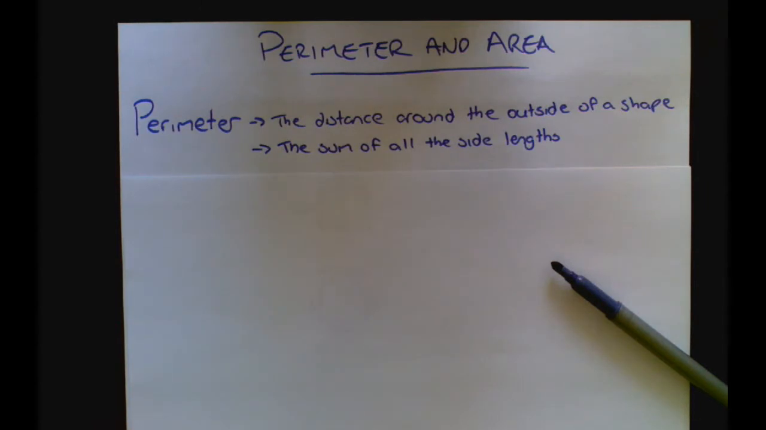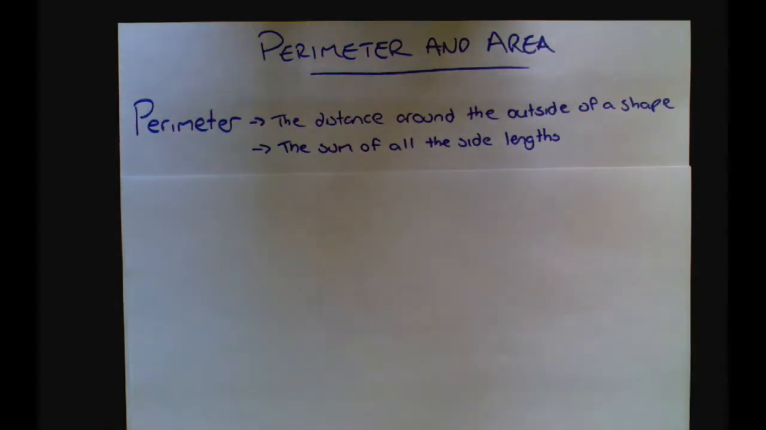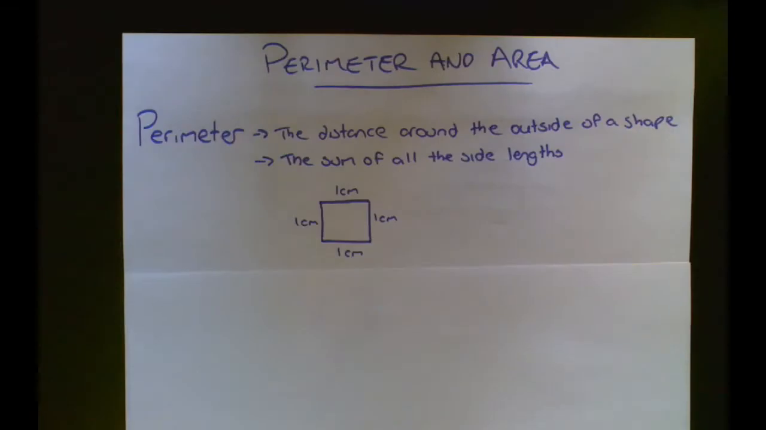Before we go any further in the measurement unit, we're going to do a quick review of perimeter and area, something you most likely did in grade 4, but just in case you forgot, we'll go over it. So perimeter, where we'll start, is the distance around the outside of a shape, or the sum of all the side lengths. Without an example, that doesn't make a ton of sense probably, so we'll take a peek at this. I've got a square here.